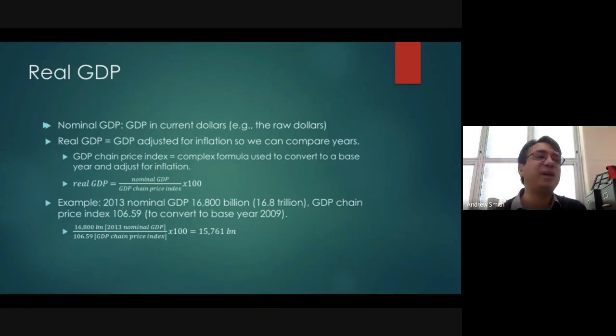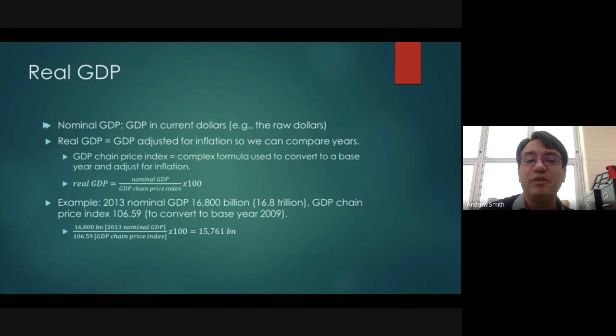We can't do that because there's no way of comparing what the dollar was worth then versus what the dollar is worth now. The dollar was worth a lot more in 1960 than it is now. Prices were much lower. And so comparing those two would not really work. And so the real GDP allows us to adjust for inflation so we can compare years. So we use something called the GDP chain price index that is used to convert to a base year, and then we can adjust things for inflation.